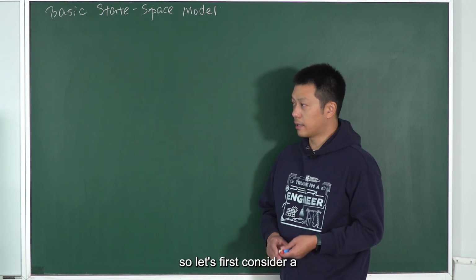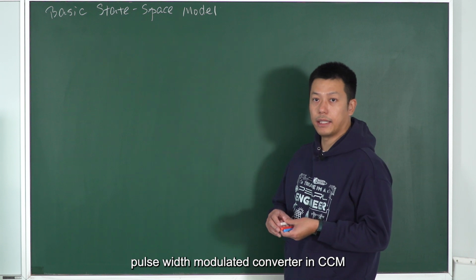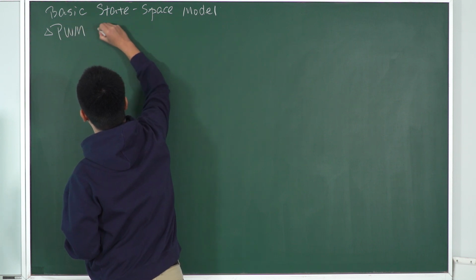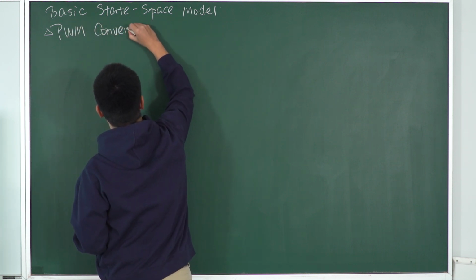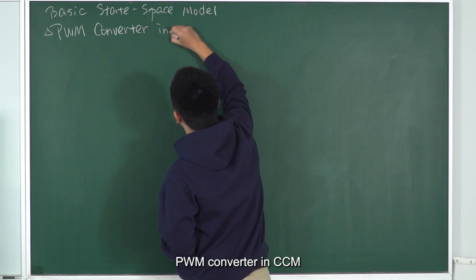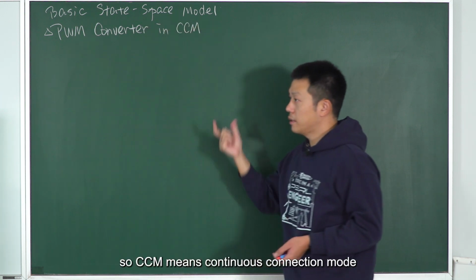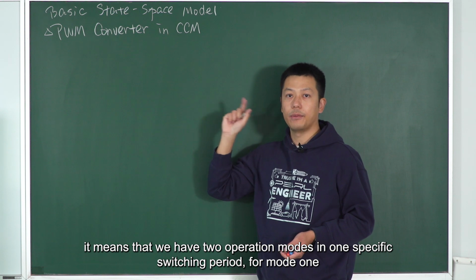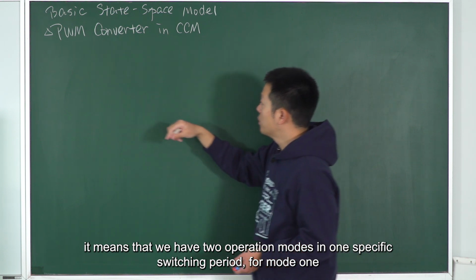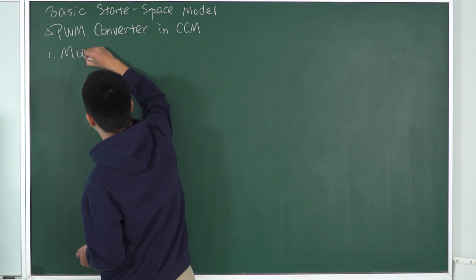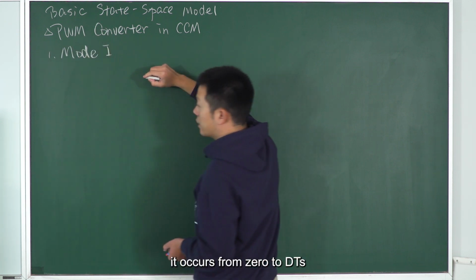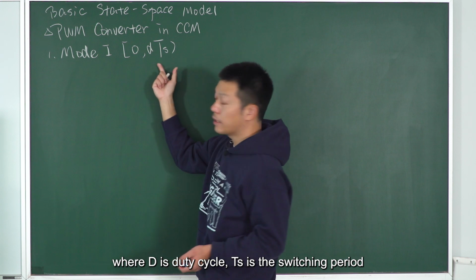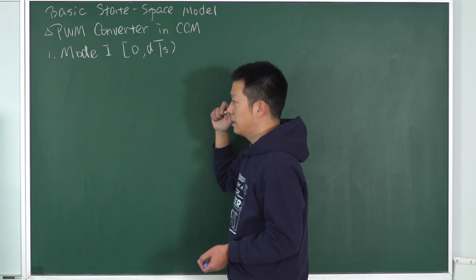So let's first consider a pulse width modulated converter in CCM. CCM means continuous conduction mode. It means that we have two operation modes in one specific switching period. For mode 1, it occurs from 0 to dTs, where d is the duty cycle and Ts is the switching period.